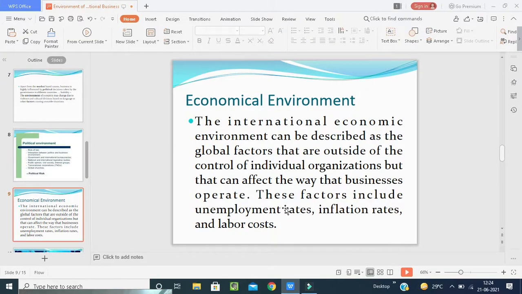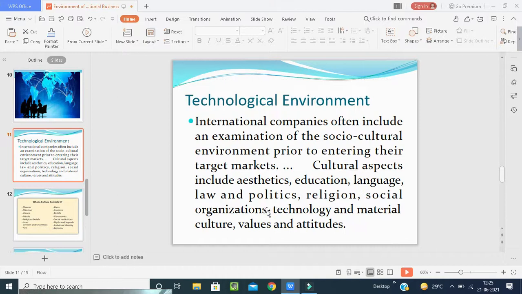Now, economically, as we have already discussed, what other things are coming. Now, technologically, international companies often include an example of the social cultural environment prior to entering their target markets. The cultural aspects include aesthetics, education, language, law and politics, religion, social organization, technology and material culture, values, and attitudes. All these things are related to the culture and international business.